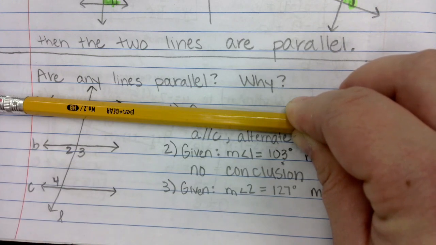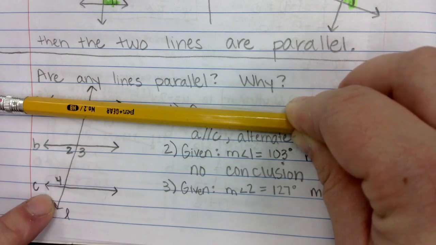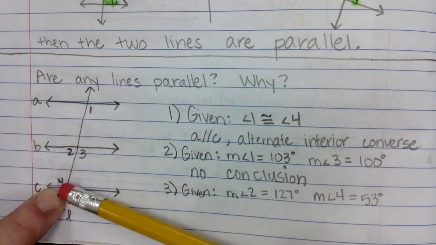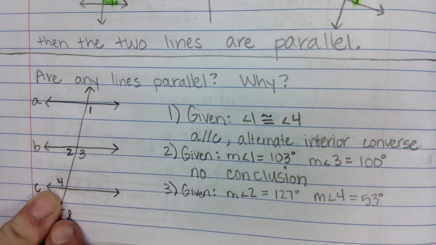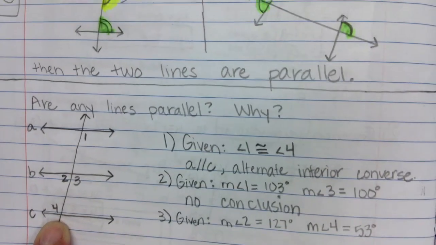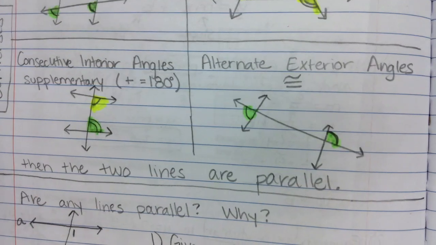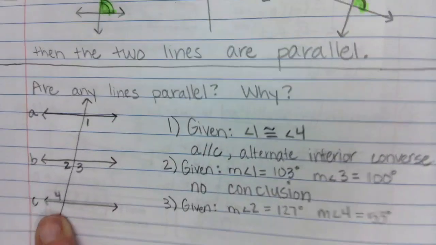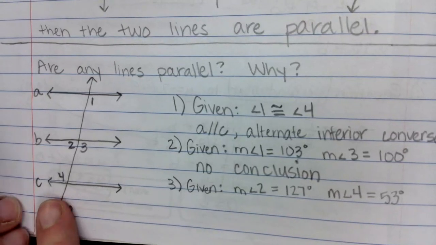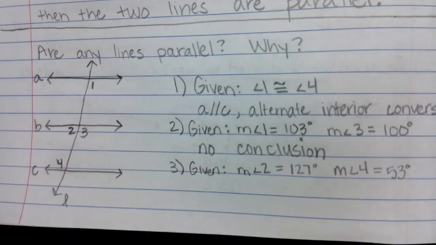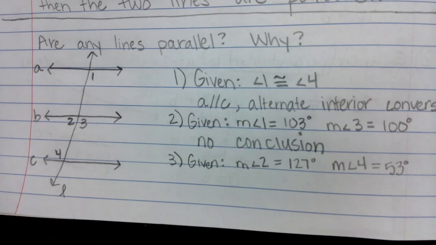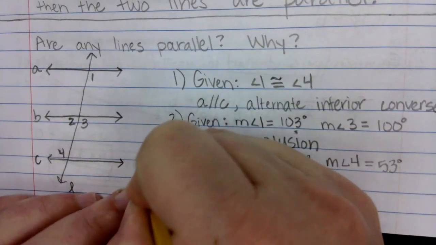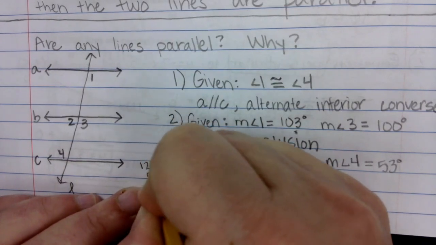7 plus 3 is 0, carry the 1. 5, 6, 7, 8. 180? It works. So because 2 and 4 are supplementary, which lines are going to be parallel? B is parallel to C. We don't know anything about A. It doesn't tell us any information about that line A. So that's all we can say: B is parallel to C.